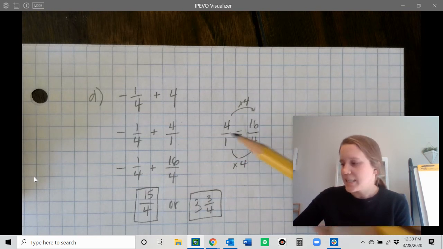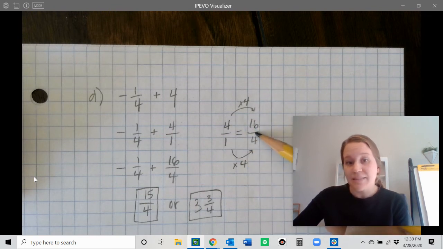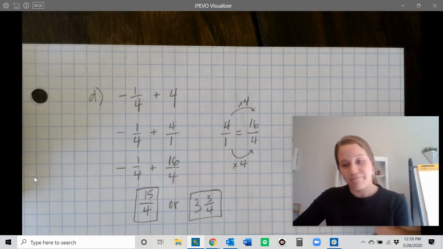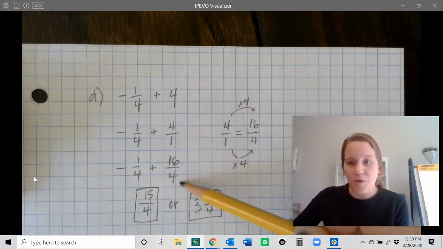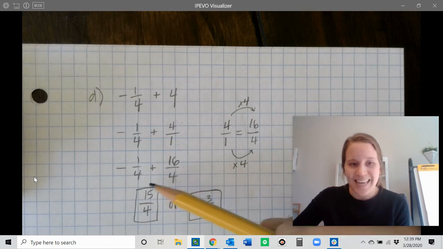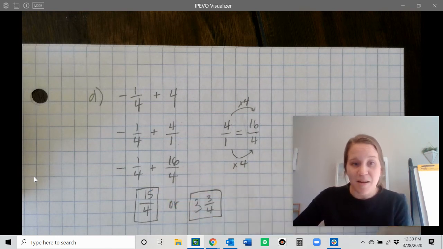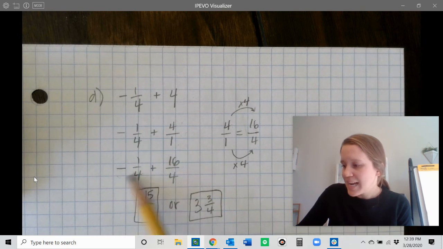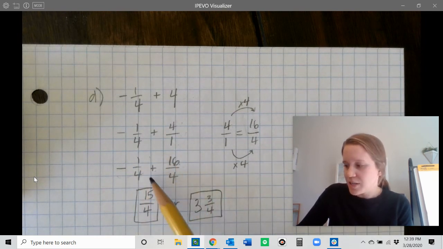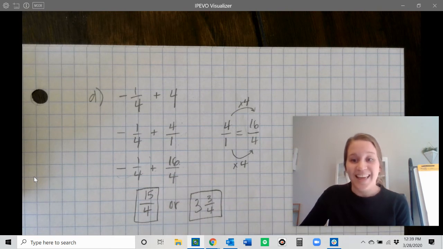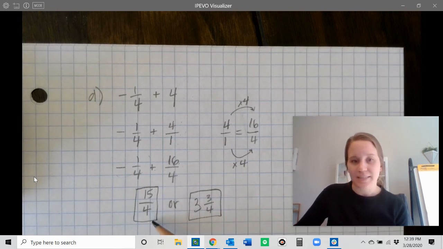But does that make sense? Is 4 divided by 1 the same as 16 divided by 4? Yes, looks good. All right, so I can replace 4 over 1 with 16/4. That's just an equivalent fraction. And now I can add them because they have a common denominator. Right? -1 plus 16 is 15, so I should get 15/4. That is a simplified improper fraction, and I can absolutely leave my answer like this.